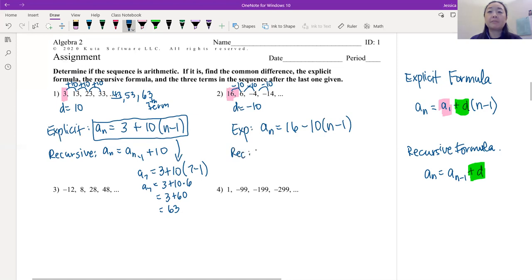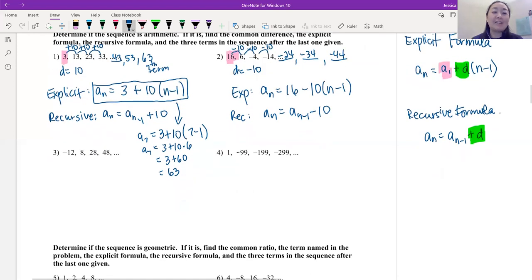Recursive. A sub n is equal to a sub n minus 1, and that's my plus d, so it should be minus 10. The reason why it's minus is because remember, the plus the negative is the same thing as subtracting. And then the next three terms, I just like to do them like this. So we're going to get more negative, so that's going to be -24, -34, and -44. Right? We technically did that in class, so you should have known that one. Again, pause, do number 3, and then watch it, see if you did it right.